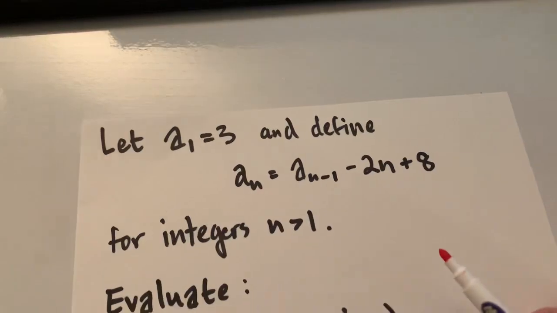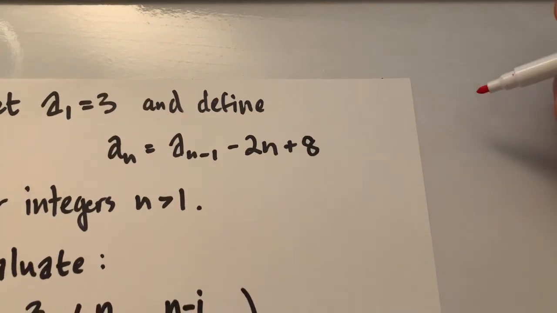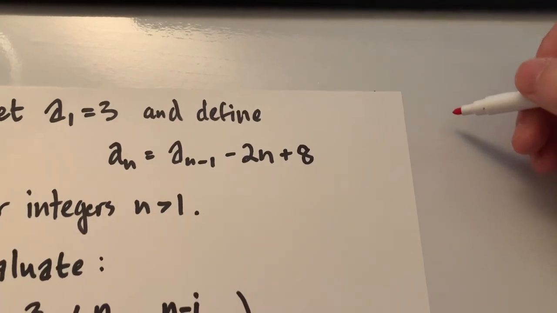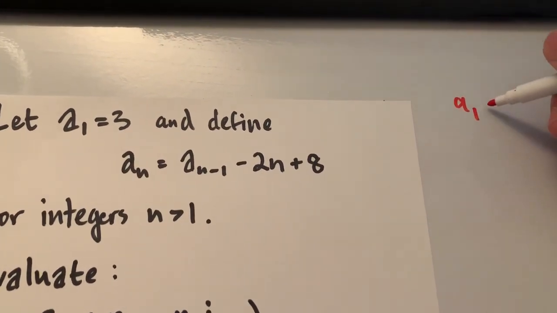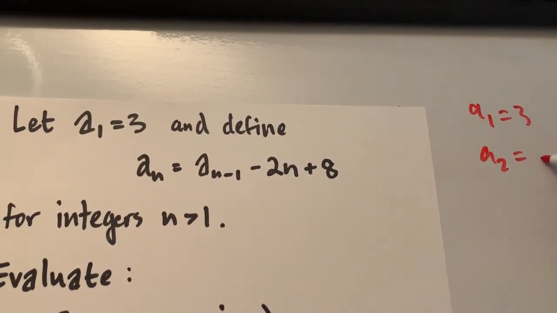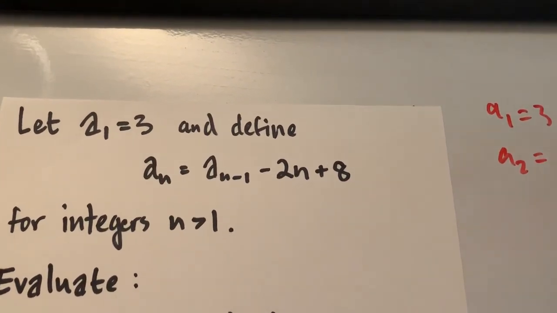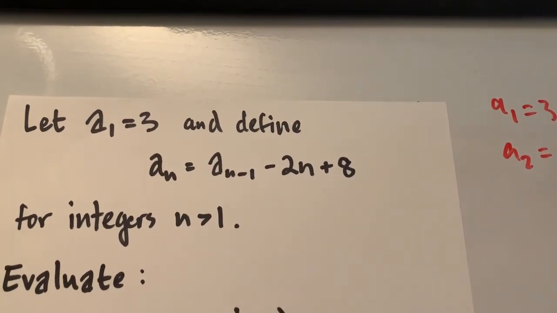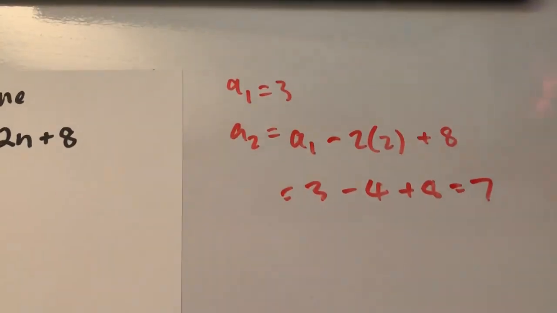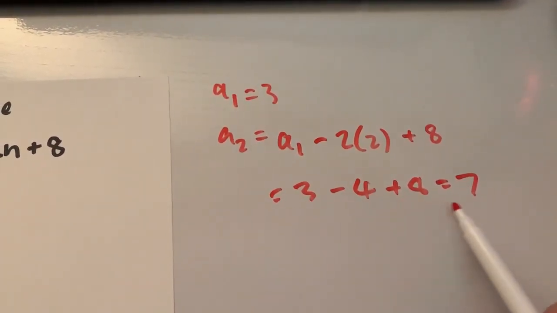So a1 equals 3. Let's just evaluate a few values. This is usually a good idea when approaching recursive problems. Usually there's some pattern you'll see. A1, in this case, equals 3. So a2 would be equal to a1 minus 2 times 2 plus 8, and in this case we get 7. So we have a1 equals 3, a2 equals 3 minus 4 plus 8 equals 7.